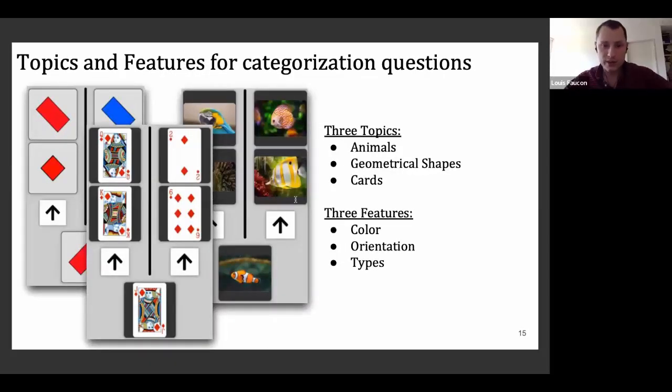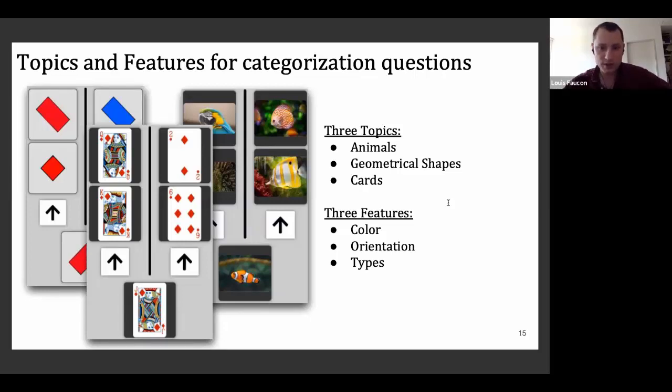So the questions were built on 3 different topics. Some were on categorization of animals, some categorization of geometrical shapes, and some categorization of playing cards. And also we created 3 specific features, and these features were generalized over the 3 different topics. So for example, we looked at the feature of the color of the examples. For the geometrical shapes, we had shapes of different colors. The playing cards were either red or black. And for the animals, we had categories of very colorful animals and non-colorful animals.